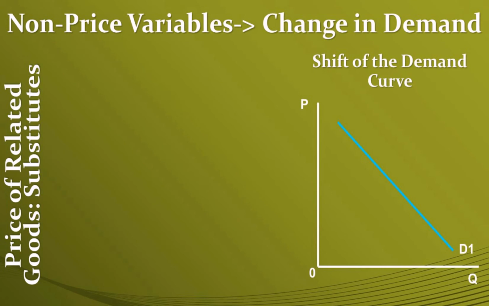Shift of demand. A shift of the demand curve happens when non-price variables come into the scene, when something different than the price of the product we are talking about changes. In this case, we're talking about the price of related goods, in particular when the price of a substitute changes. Example 1.